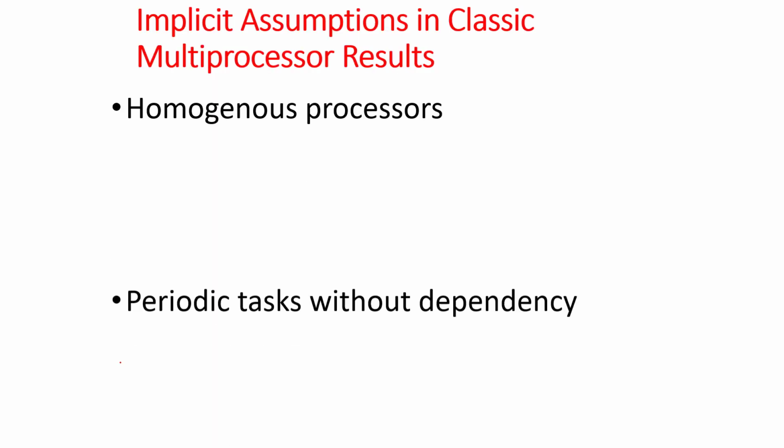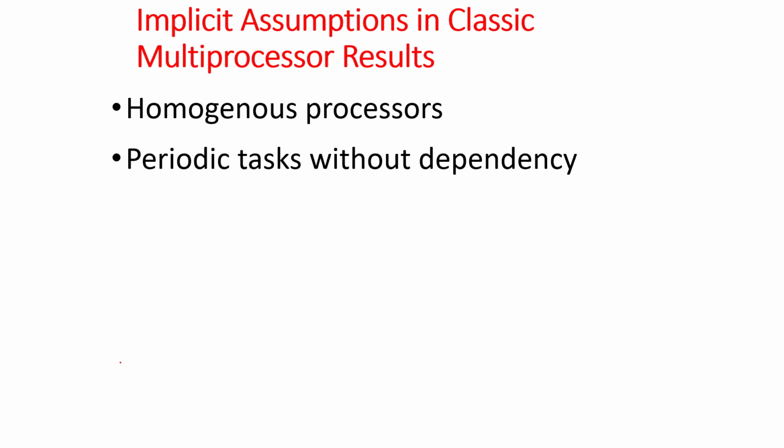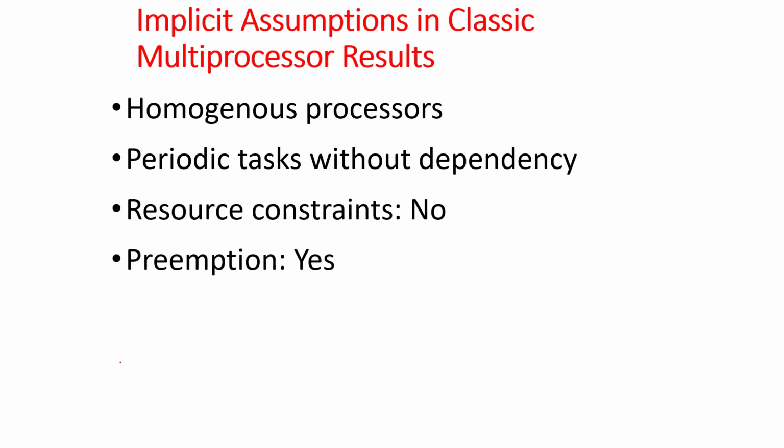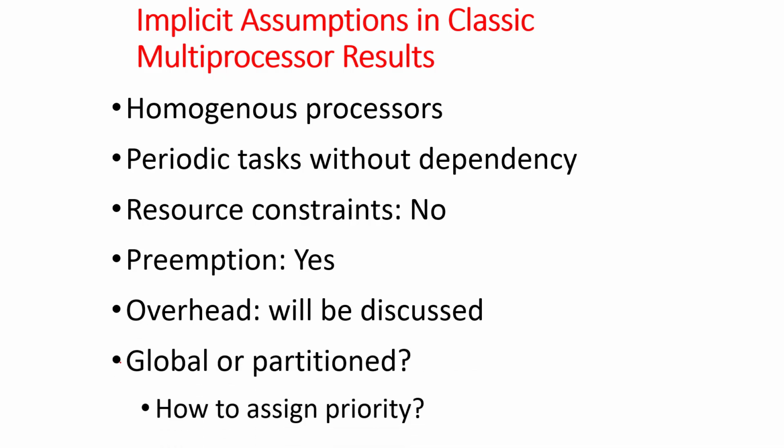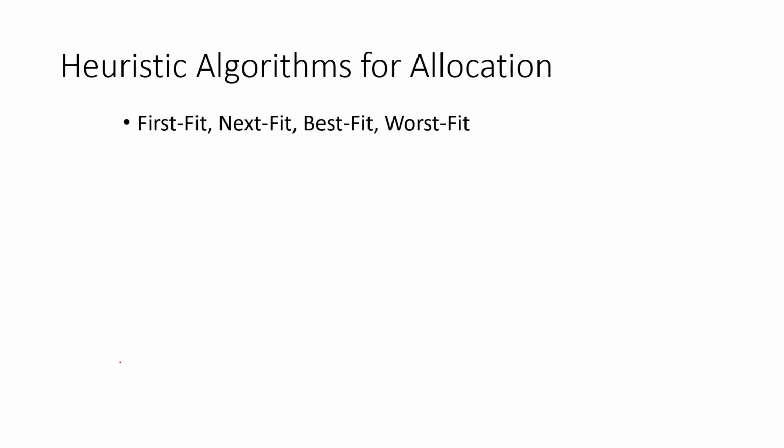Some implicit assumptions we have been making up till now: homogeneous processors, all processors are the same; periodic tasks without dependencies, no resource constraints; preemptible. Different overheads, this is something we will discuss. Global or partition, we will look at both, and how to assign priority, etc. This is again something we'll look at. So let's look at heuristic algorithms.